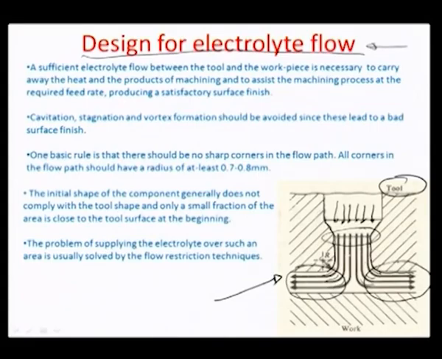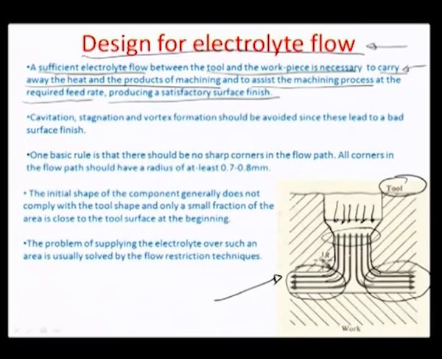So what we need to ensure as a design engineer is that sufficient electrolyte flow should be there between workpiece and tool, and of course that is because it needs to carry away the heat and the products of machining. The flow is needed for that purpose in any case, as we have seen before, and you can also have an assistance to the whole machining process. So you can have suitability in the surface finish that you obtain, or at a certain rate you are trying to produce the machining, or you are intending a certain yield of machining which is defined by the feed rate. So even for that, the amount of heat carried away is very critical.